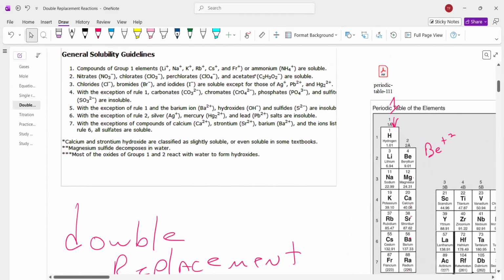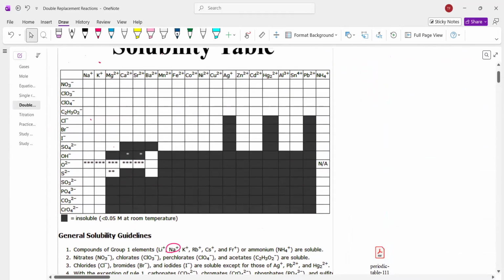So, sodium, Na plus, right here, is always soluble. Notice this column here is white all the way down. Nitrate is white all the way across.